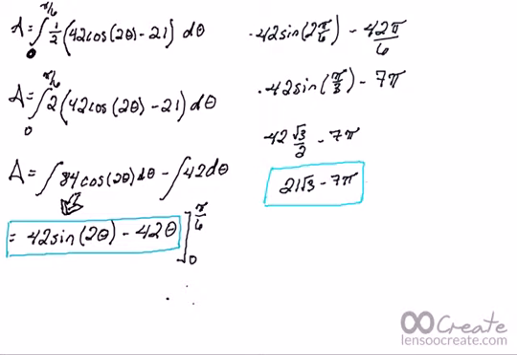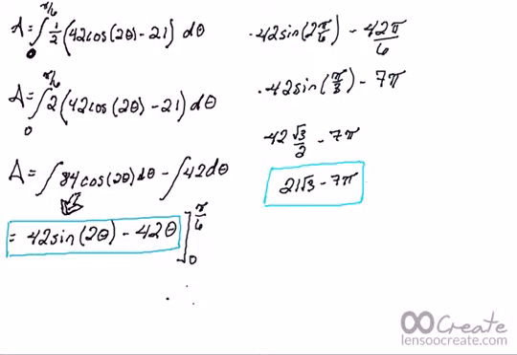I've got area is equal to the integral of 84 cosine of 2 theta d theta minus the integral of 42 d theta. Well, this second one, that's easy as pie. But this first one here, we're going to have to solve. I didn't solve it out here because I assume at this point that everybody can solve this integral. It's pretty easy. In the end, it gives us 42 sine of 2 theta minus 42 theta, and our limits of integration are from 0 to pi over 6.